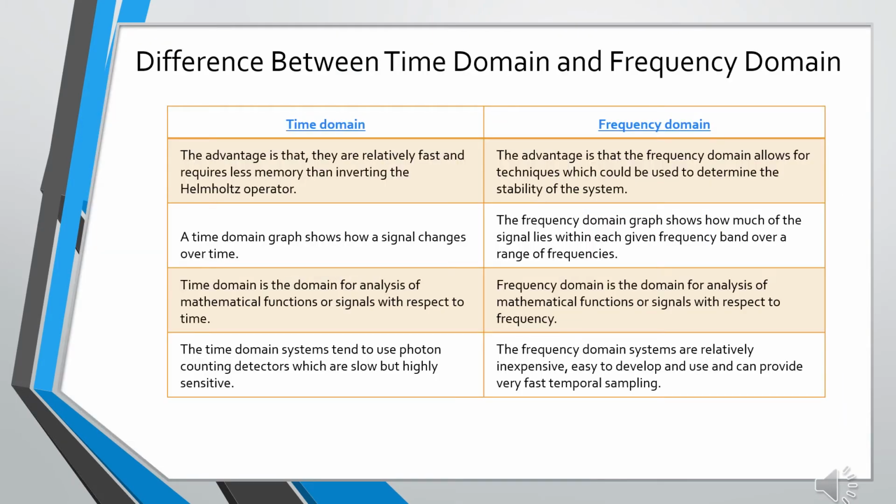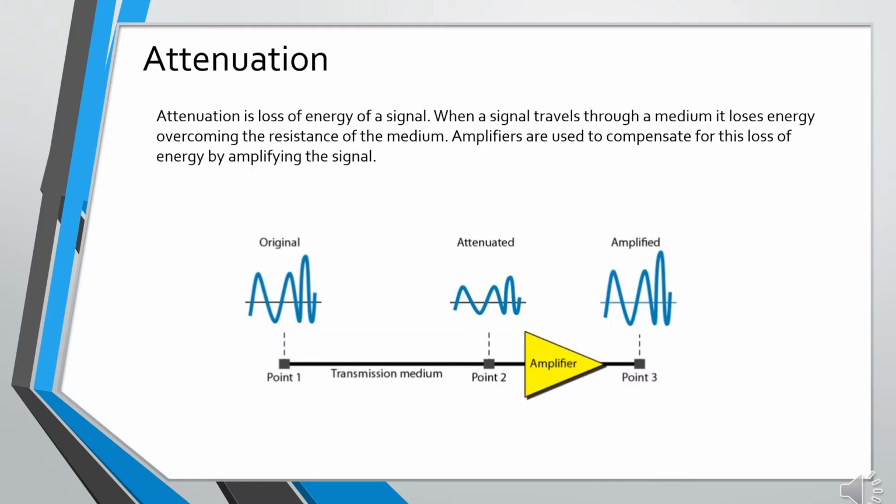Here are some differences between time domain and frequency domain. Since I don't have time to explain everything, you can pause the video and go through it. There are three main characteristics which a signal depends on. First one is attenuation.